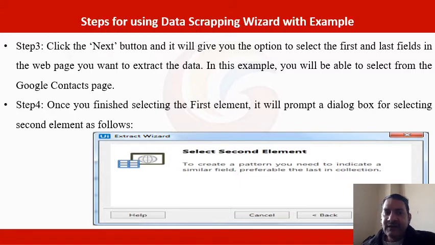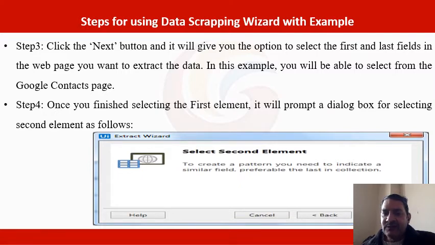Next you will click the next button and it will give you the option to select the first and last field in the web page you want to extract the data from. Listen again, you simply click the next button and it will give you the option to select the first and last field. In this example, you will be able to select from the Google Contacts page. We have discussed the example of the Google Contacts page.